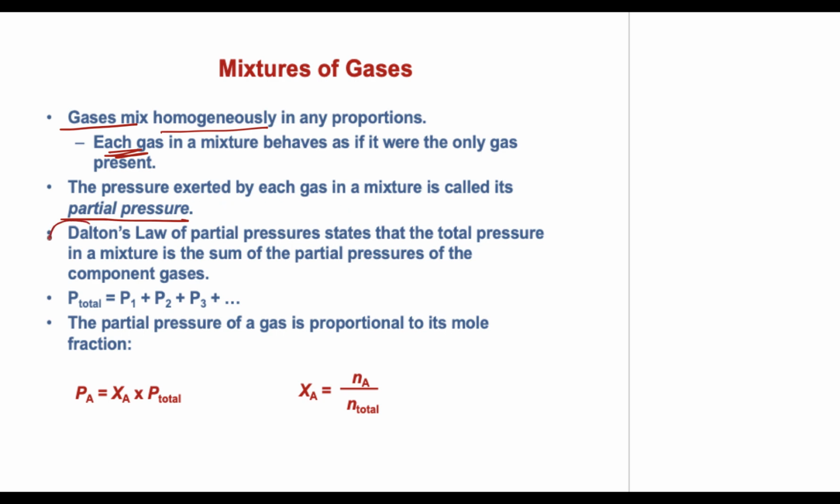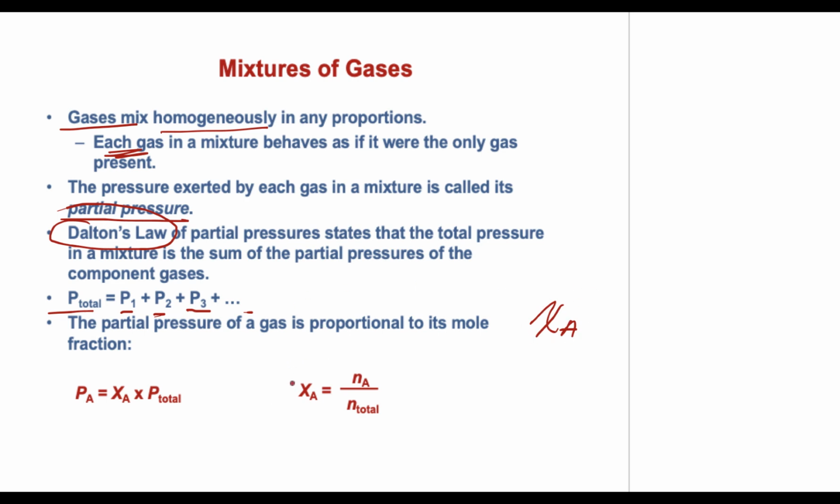So we follow Dalton's law for this, and Dalton's law states that the total pressure of a mixture is the sum of the partial pressures of the gases in that mixture. So the total pressure is equal to the pressure of gas 1 plus the pressure of gas 2, and so on. It turns out that the partial pressure of a gas is proportional to its mole fraction. And mole fraction is represented like so.